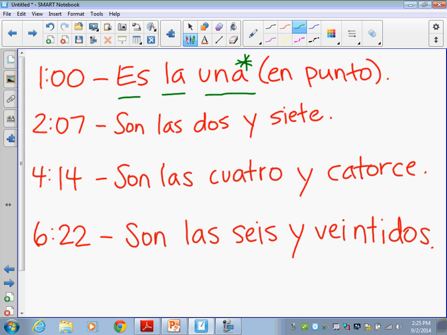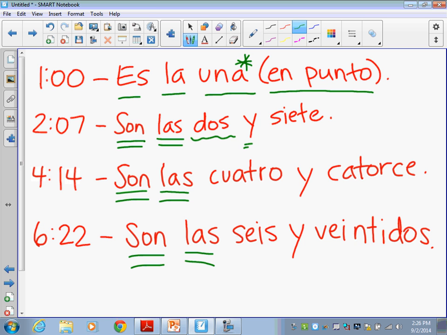Our first one, ¿qué hora es? It is 1 o'clock. Es la una. Es la una. Remember, this is an exception. It is 1 o'clock on the dot, so if we want to be very specific, our sentence could be es la una en punto. Our next one, 2:07, and the other three are all traditional.